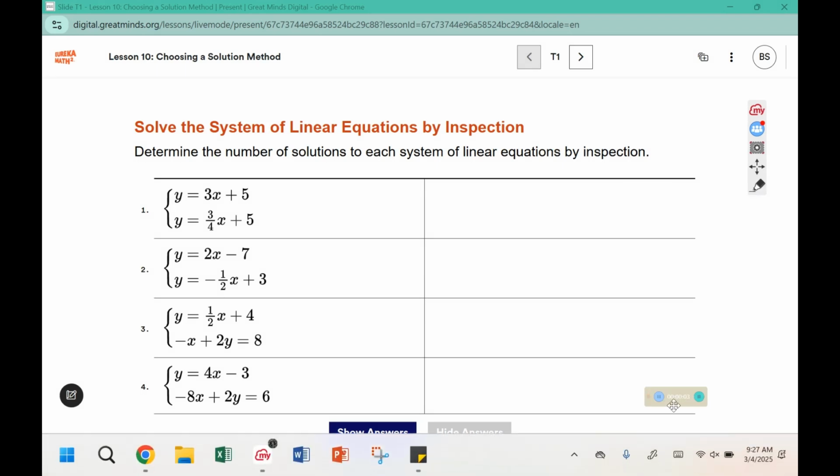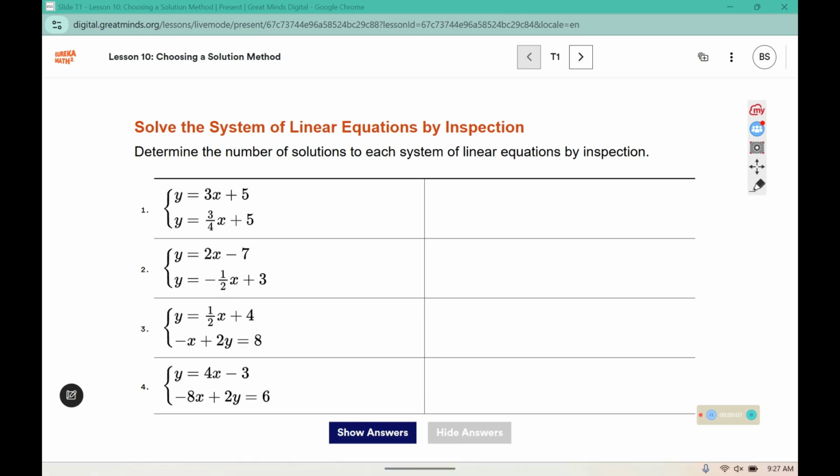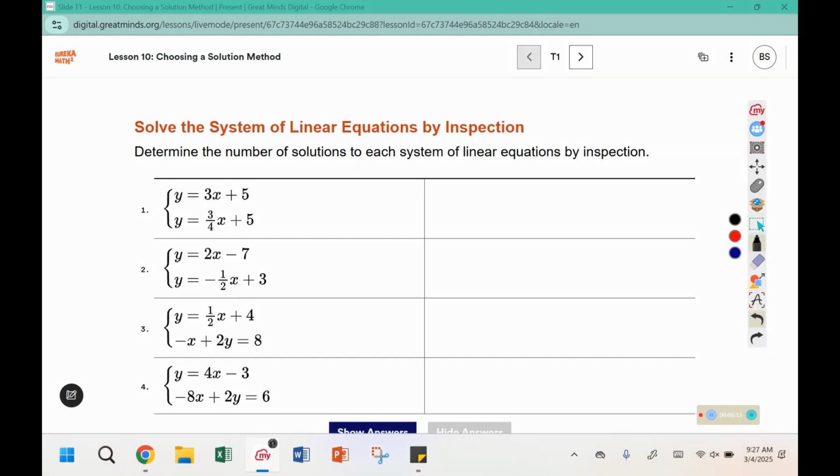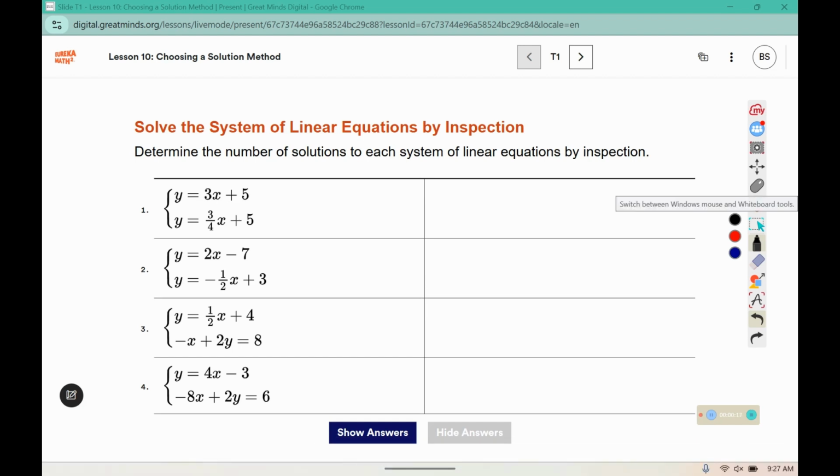Determine the number of solutions of each system of linear equations by inspection. If they have the same slope and the same y-intercept, they are going to be the same line and have infinite solutions. But if they have the same slope and different y-intercepts, they will be parallel and have no solution. With different slopes, they'll intersect at one spot.